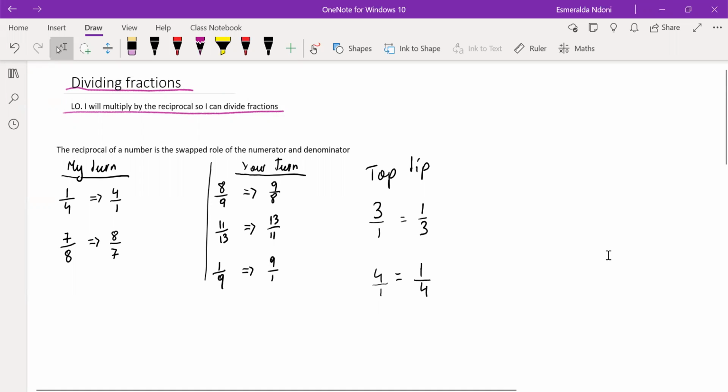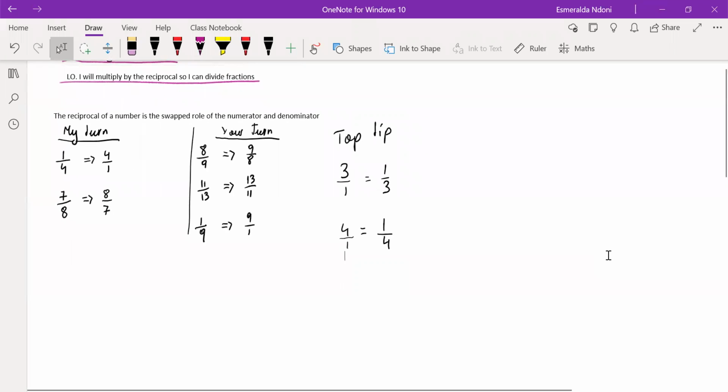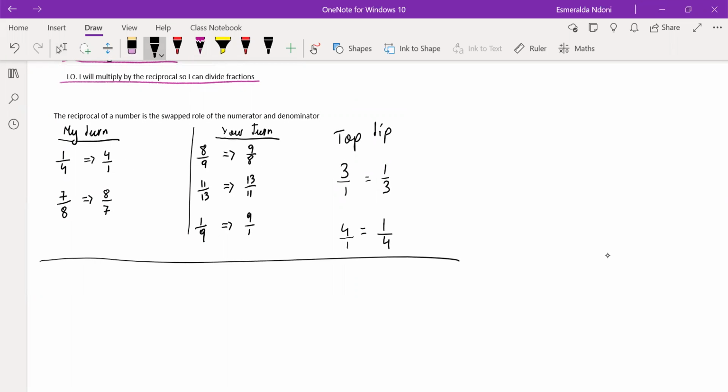The second skill is multiplying fractions, but we have already learned that. However, I'm just quickly going to remind you. So 1/2 times 1/3, multiplying fractions, top, top, bottom, bottom. 1 times 1, 1, 2 times 3, 6.